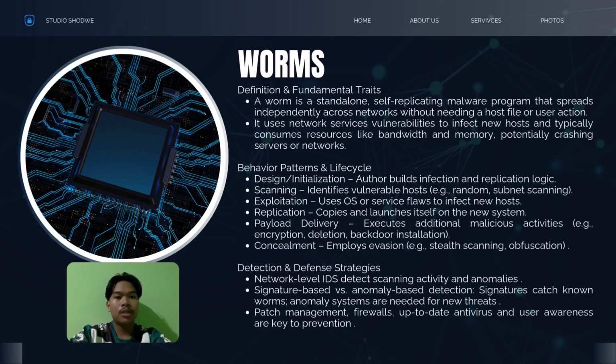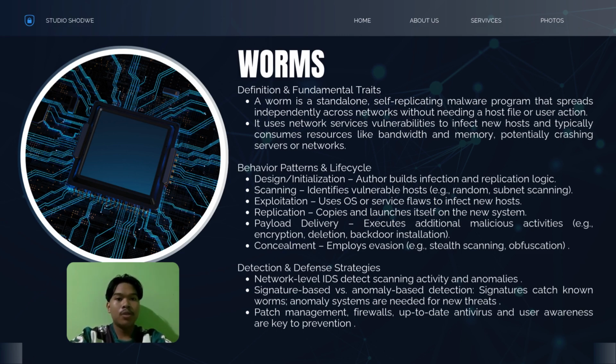Then it moves into the replication phase, copying itself onto the new machine. After that, it executes its payload, which could be encrypting files, installing a backdoor, or stealing data. Finally, it may use concealment techniques like obfuscation to hide its presence.